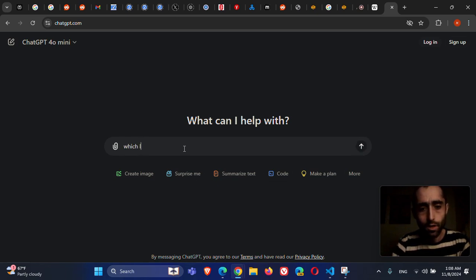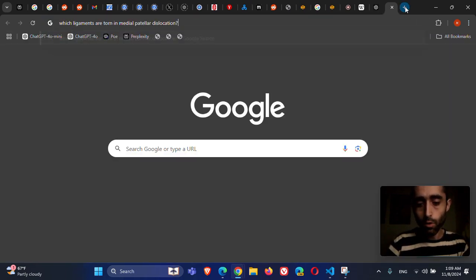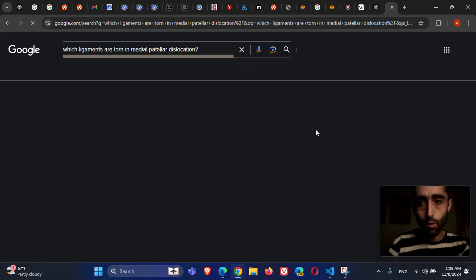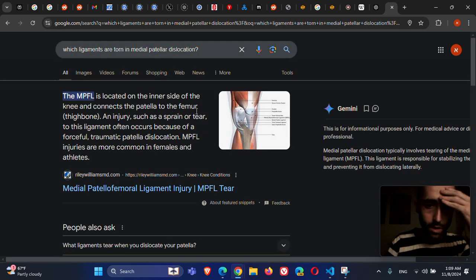For example, which ligaments are torn in medial patellar dislocation? Why is this question very hard for LLMs, and not just for LLMs? If you take this question and post it in Google, it will also give you a wrong answer. Gemini's answer is also not true. Why is it so hard? Because a medial patellar dislocation is a very, very unusual pathology.